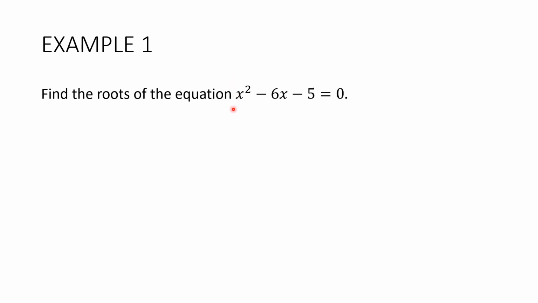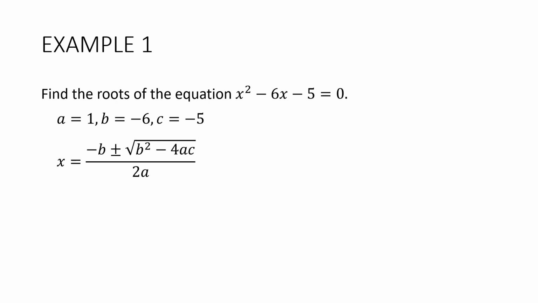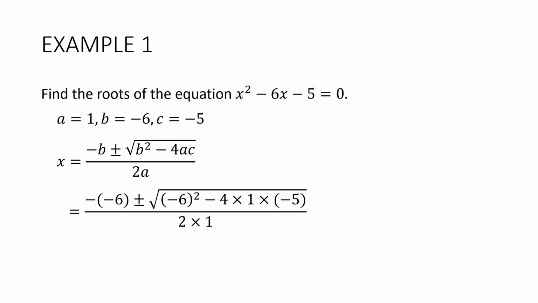A is the coefficient of x squared, so that's 1. B is -6, and C is -5. And all we have to do is substitute into the formula. Now, your biggest issue is going to be these negatives, and I would encourage you to substitute them in brackets, like this.